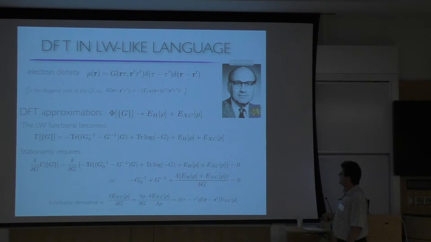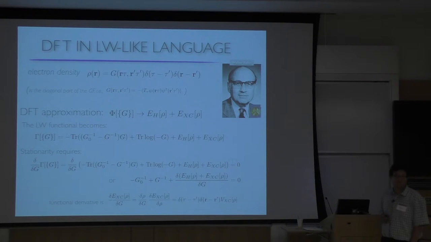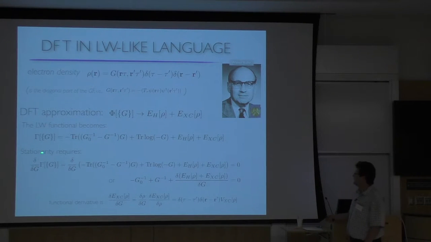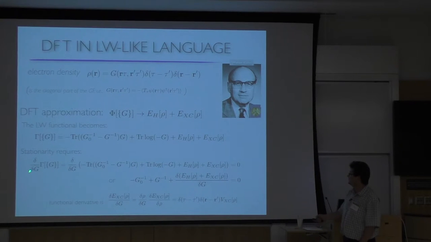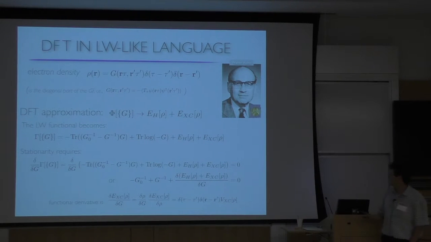Let me lead you through the proof. It's actually pretty simple. We write the Luttinger-Ward functional just like before, g0 inverse minus g inverse plus g, trace log minus g, and then we add here E Hartree plus E exchange correlation. This is now our functional. In order to get the equations for this approximation, we need to find the stationarity of the functional, don't we? So we take the derivative with respect to g, and the first term gives us g0 inverse, this gives you g inverse, and the derivative of this gives you the derivative of E Hartree plus E exchange correlation with respect to g. And this kind of derivative we can do.